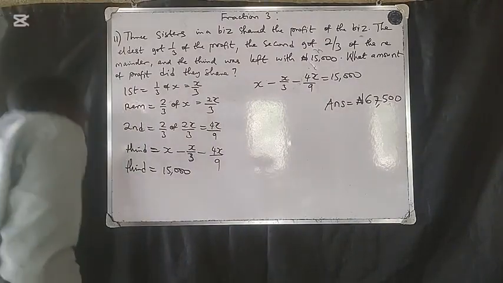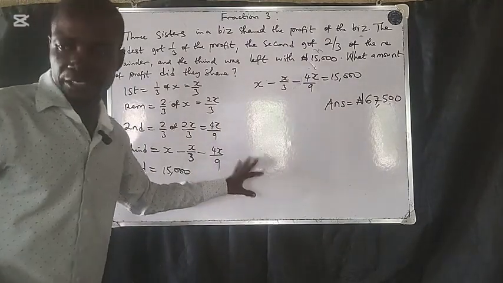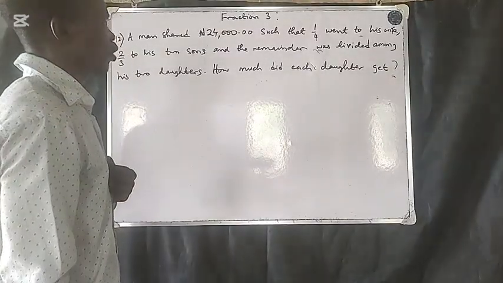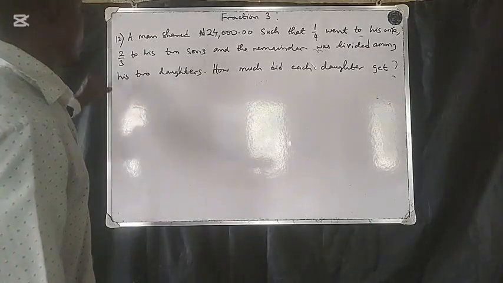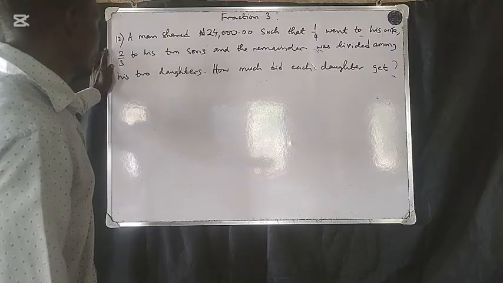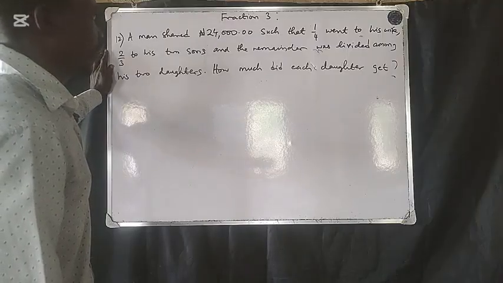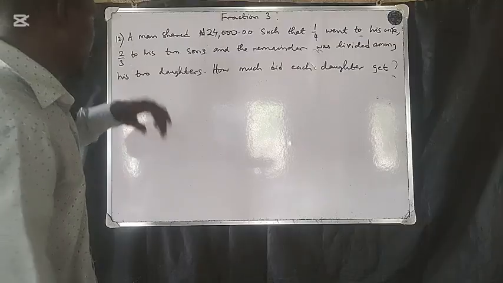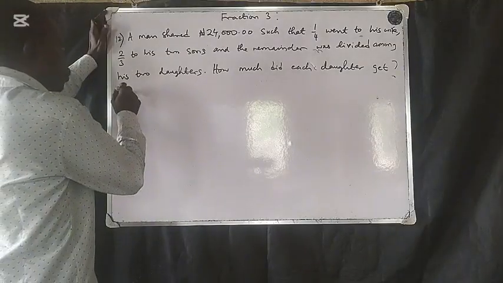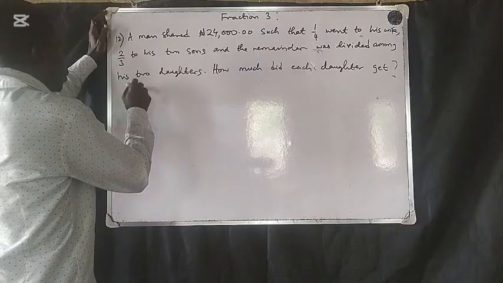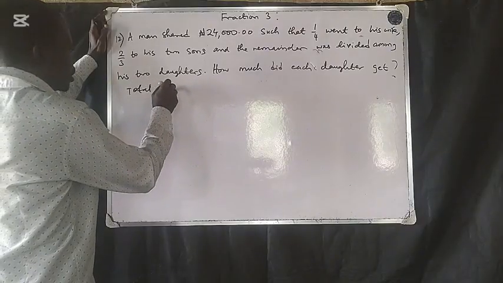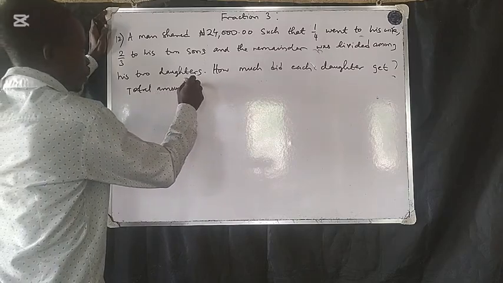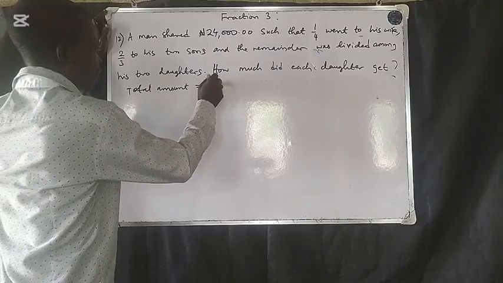As I said, let's see the final question as we call it today. A man shared 24,000 so that 1/4 went to his wife, 2/3 to his 2 sons, and the remainder was divided among his 2 daughters. How much did each daughter get? Total amount they share, total amount shared equals 24,000.